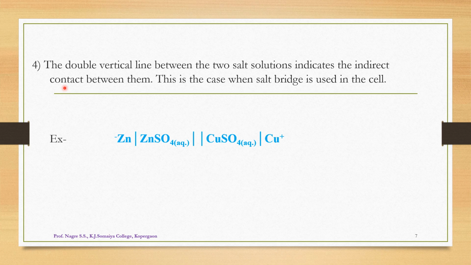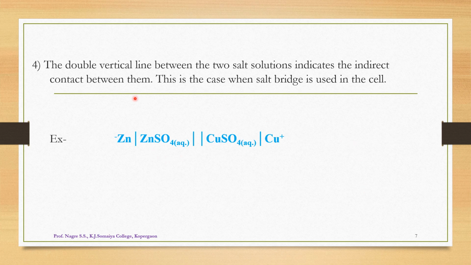The fourth convention is the double vertical line between the two salt solutions, which indicates the indirect contact between them. This is the case when a salt bridge is used in the cell. In some cases, for the construction of a cell, we can use the salt bridge. So whenever a salt bridge is used in a particular cell, a double vertical line is always used to show the indirect contact between the two salt solutions.